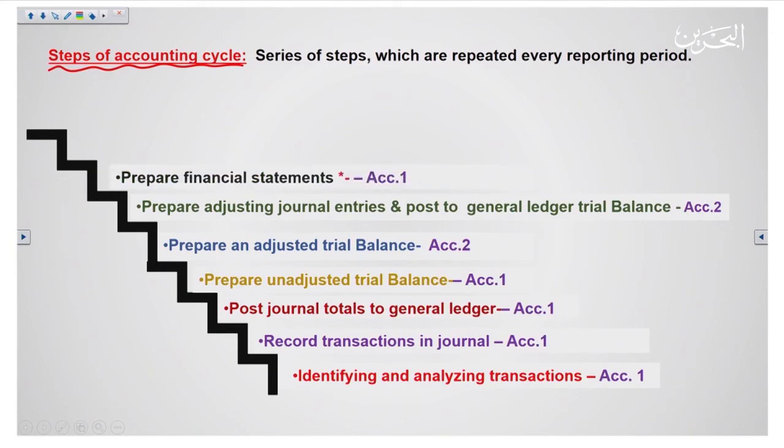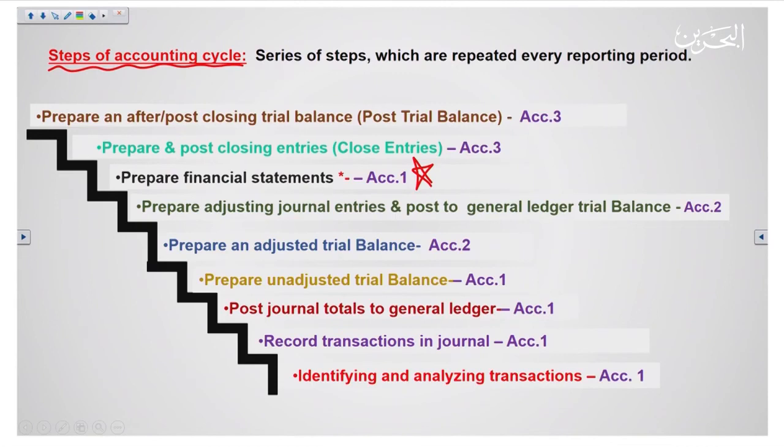We will prepare financial statements in Accounting 1. These are the lessons that we were talking about. Prepare and post closing entries in Accounting 3. Prepare the post-closing trial balance in Accounting 3.